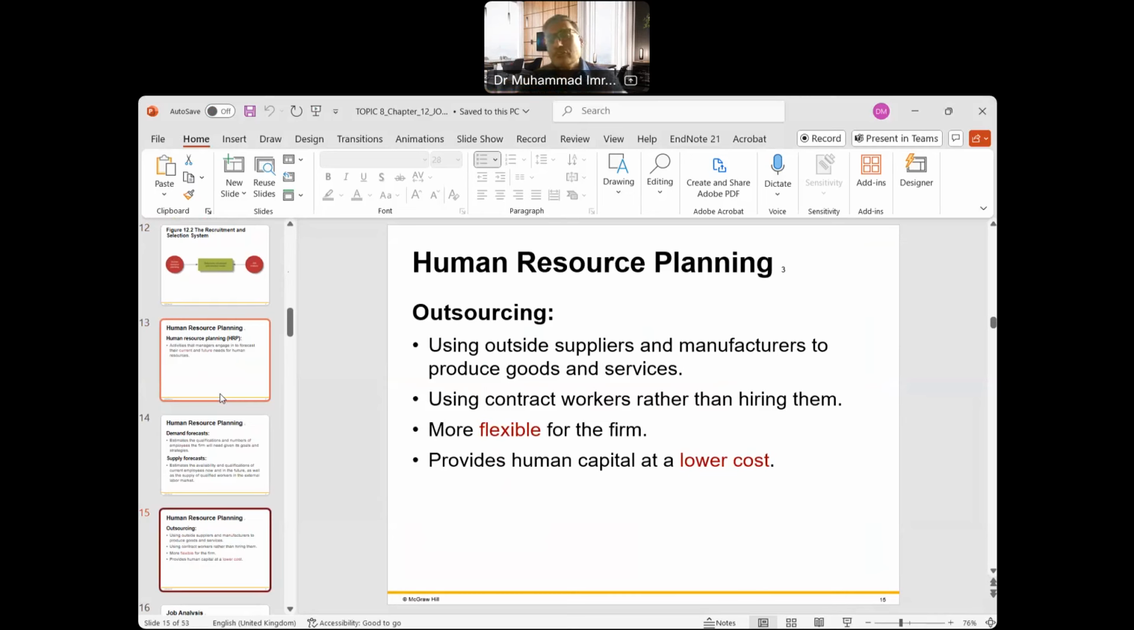Why are people doing outsourcing? I will explain later in further slides. It is more flexible for the firms. Why? Because they are saving. It provides human capital at a lower cost. Yes, because they are saving cost, that's why to some extent they are outsourcing. If the company recruits them itself, it might invest more money, so it's better to outsource. They can save. They will do a cost and benefit analysis before making a final decision, before going for outsourcing or for their own recruitment.